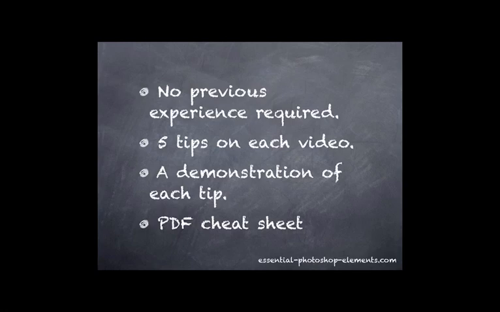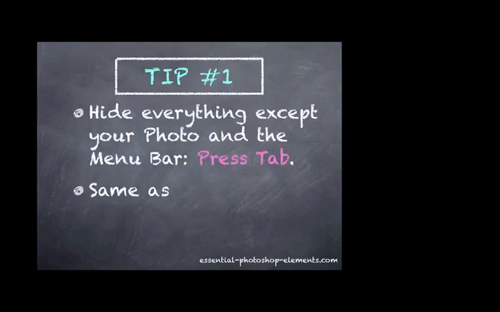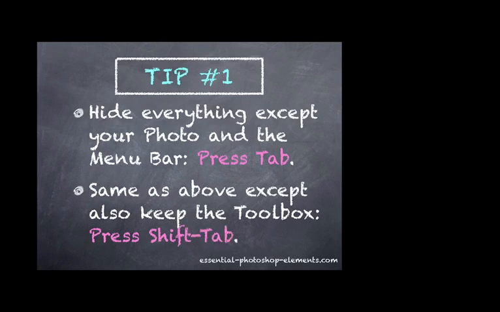Tip number 1 is a great way to free up more space for the photo you're working on. So here it is. Hide everything except your photo and the menu bar by pressing the Tab key. And as kind of a bonus to tip number 1, hold down the Shift key as you press Tab, and the toolbox and options bar will stay. Let's see what this looks like inside of Elements.